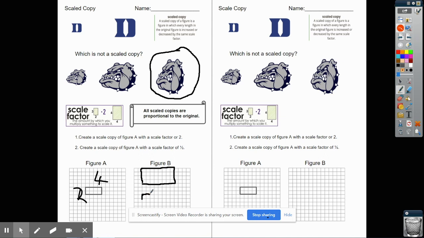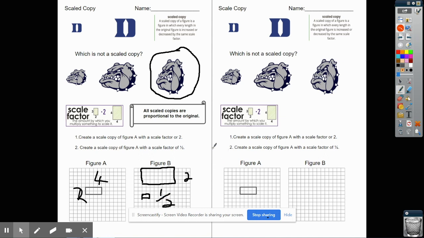And so that's going to be 2. I'm going to go over 2. My handwriting is, I do very poorly on a mouse here, but you can see that 2 times 1/2 is 1. 4 times 1/2 is 2. So these two are scaled copies of figure A. This is with a scale factor of 2, and this is a scale factor of 1/2.